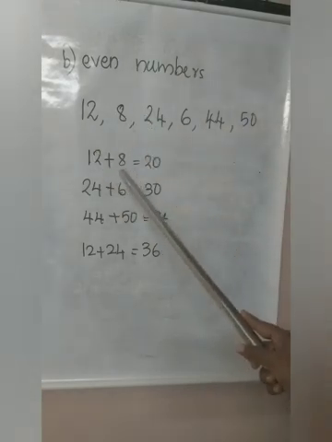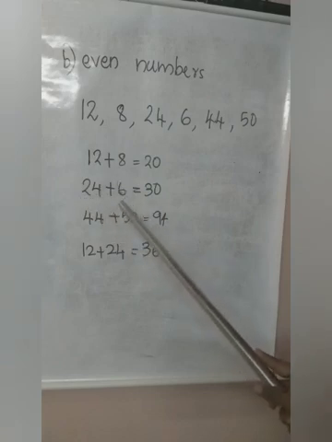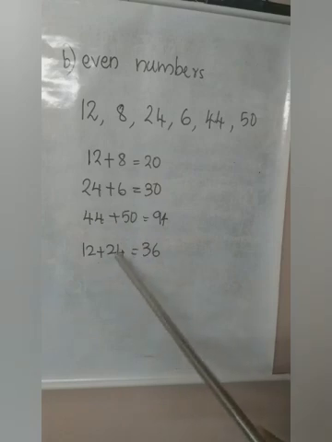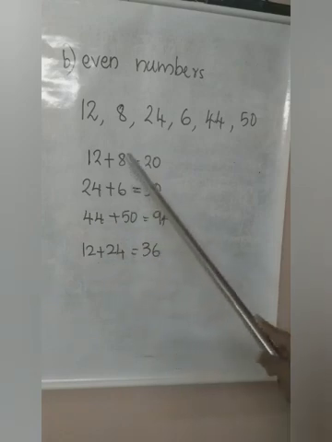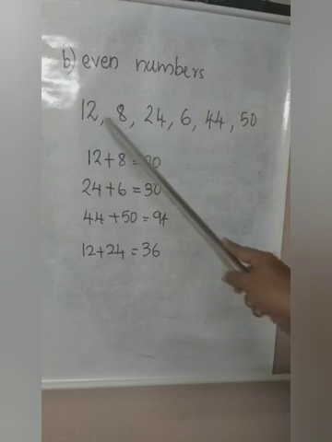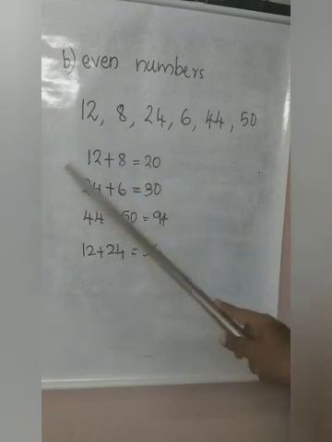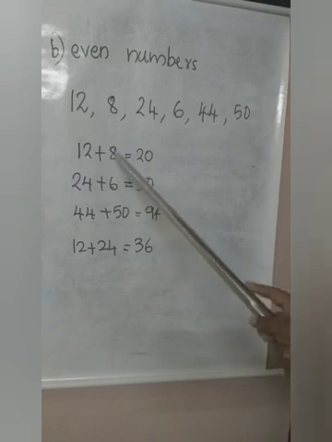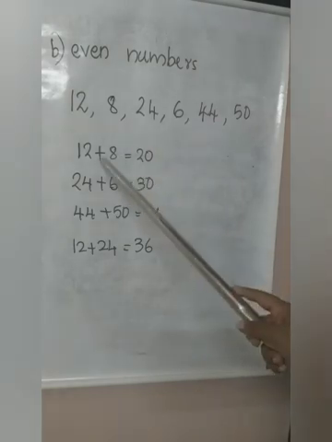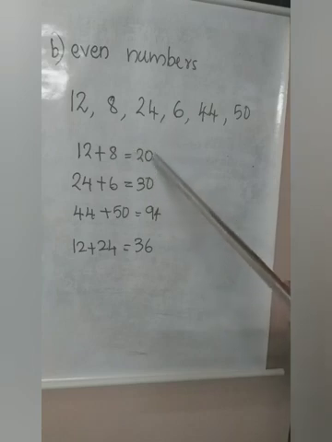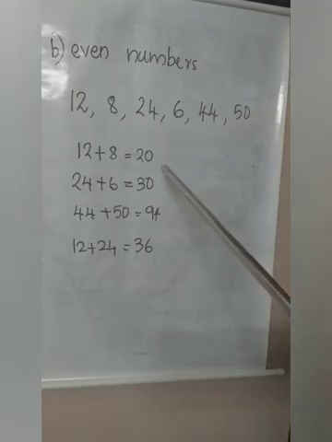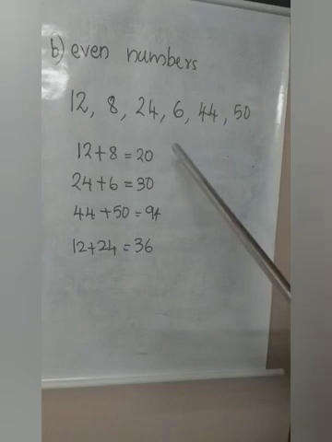What is 12 plus 8? 20. 24 plus 6? 30. 44 plus 50? 94. 12 plus 24, 36. Here, the numbers I am adding are even numbers. 12 and 8 are even numbers. What happens to the sum? 12 plus 8, what are we getting? 20. What type of number is 20? Whether an even number or an odd number? Yes, 20 is an even number.